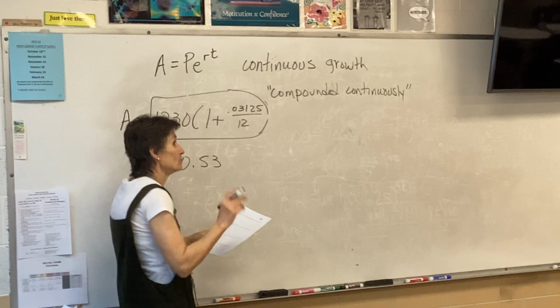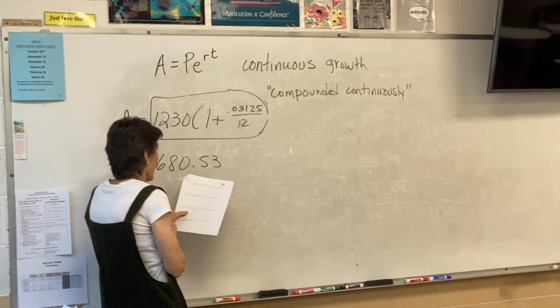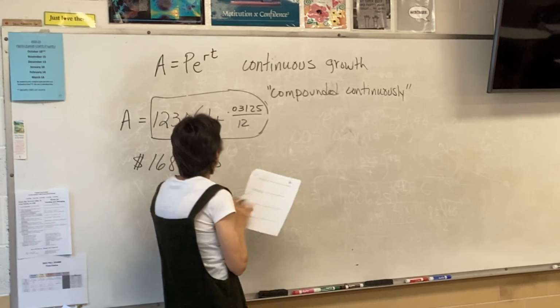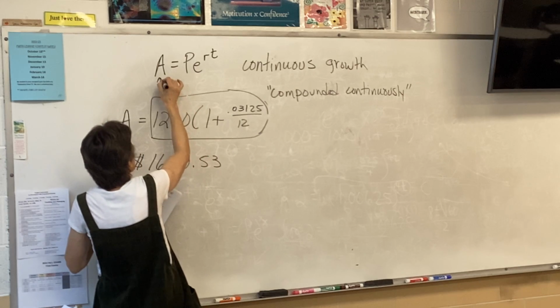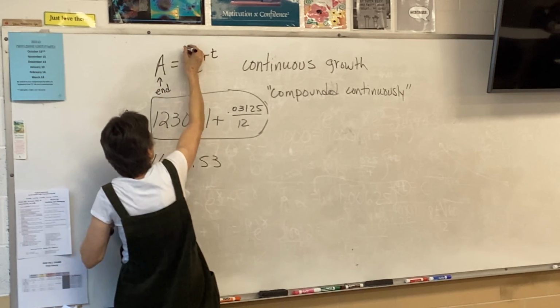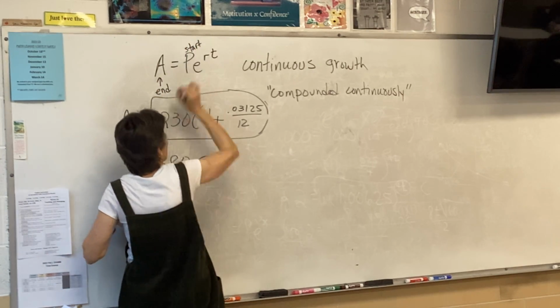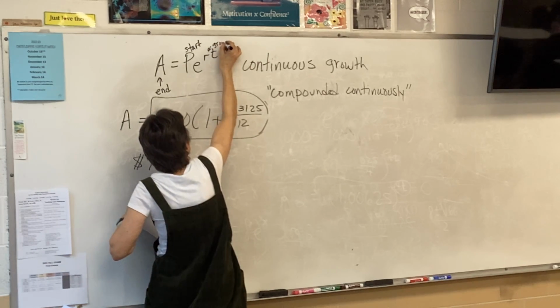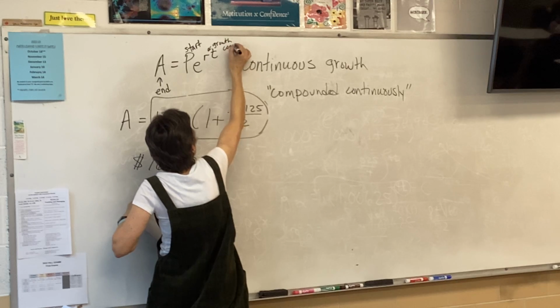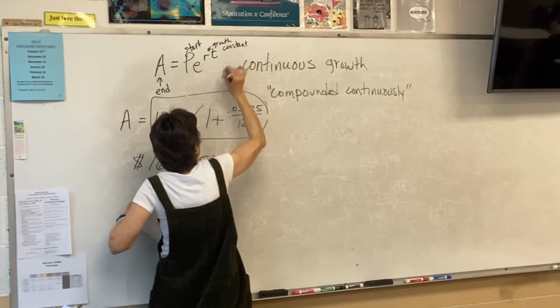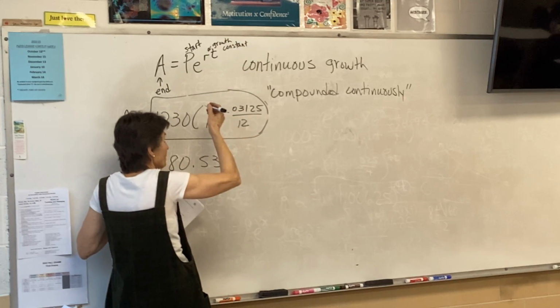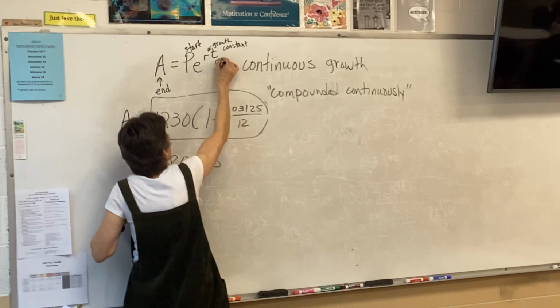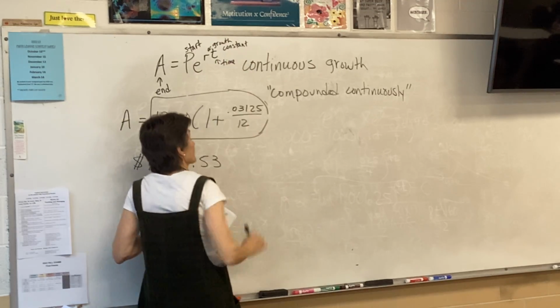So here we go. We'll do this one and then we'll be done. How long will it take? Oh, I have to tell you what all these things mean. A is what we end with, and P is what we start with. It's exactly the same as before. R is called the growth constant. In a money problem, that's the interest rate, but these are not money problems, so it's called the growth constant, and T is your time.